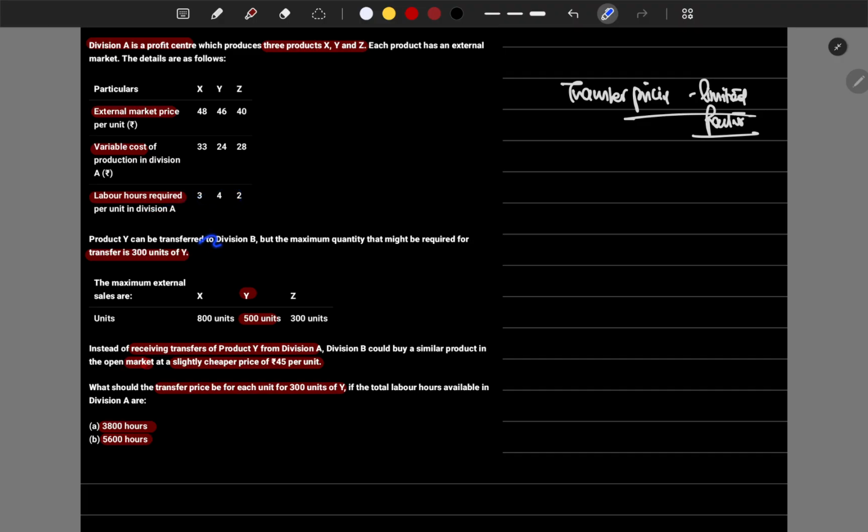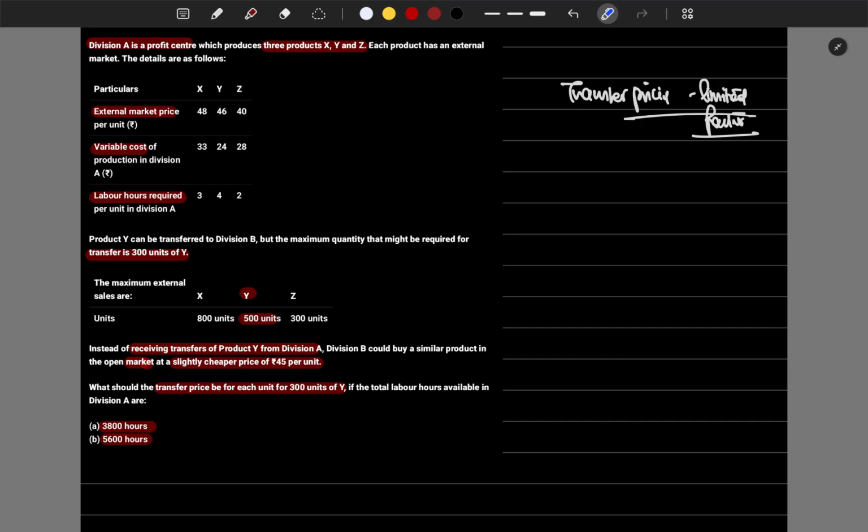And product Y can be transferred to division B. Division B is in need of product Y, and they require 300 units. The maximum external sales are 500 units of Y, 800 units of X, and 300 units of Z. Instead of receiving transfers of product Y from division A, division B could also purchase at a cheaper price of 45 rupees per unit.